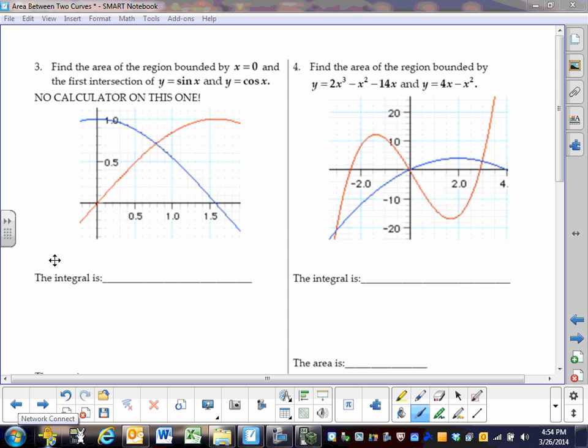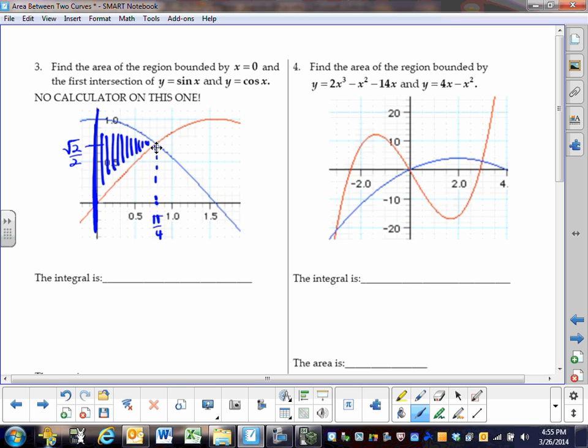Okay, for this one, no calculator allowed. You have to know the graph of cosine and sine well enough to know who would be on top in this particular area. So x equals 0 is the y-axis. And the first intersection. We have to know without our calculators that the first intersection is pi over 4. And we probably should know that that occurs when the y value is root 2 over 2.